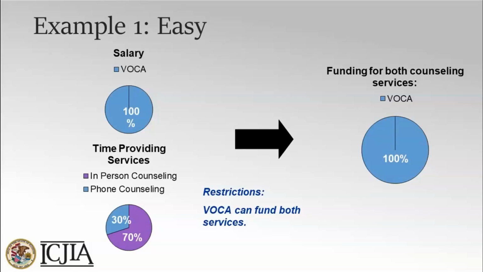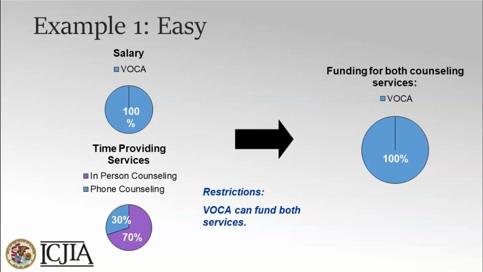In the bottom portion, that pie chart represents generally how that person spends their time. And this shows that about 70% of their time is spent on work related to in-person counseling, and then roughly 30% of their time is spent doing phone counseling. So we're seeing 70-30. We want to know any restrictions, and in this case, there are no restrictions because VOCA does allow you to use those grant funds on both of these services that this person does. So that's a good thing. So when you apply the formula, you will come out with 100%, and that tells you that for both the services this staff person provides, in your funding statement, you're going to link both of those services to VOCA, and VOCA is going to pay for 100% of those services.